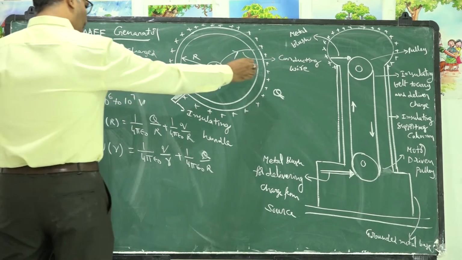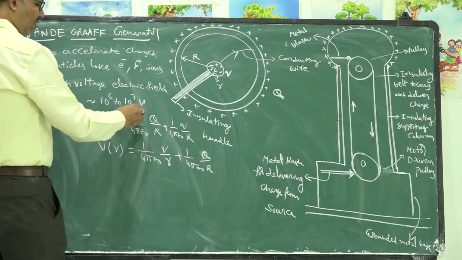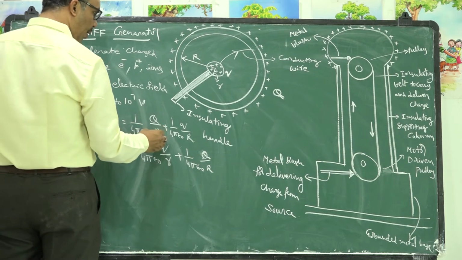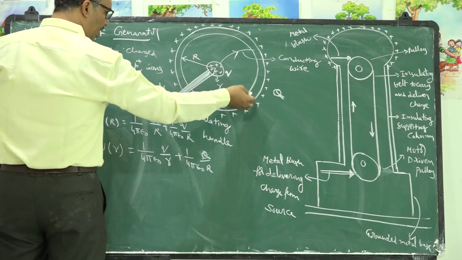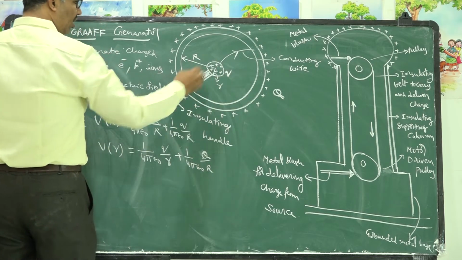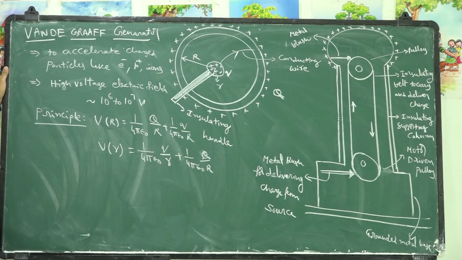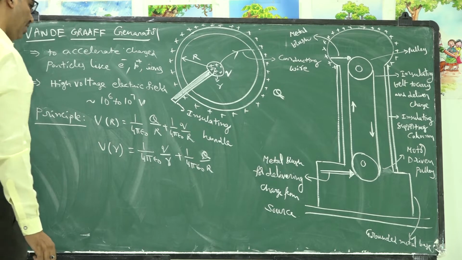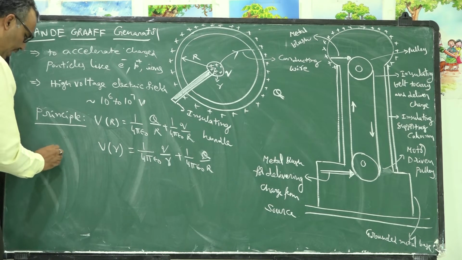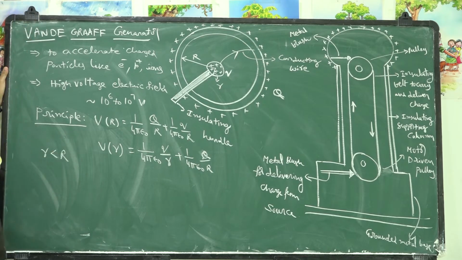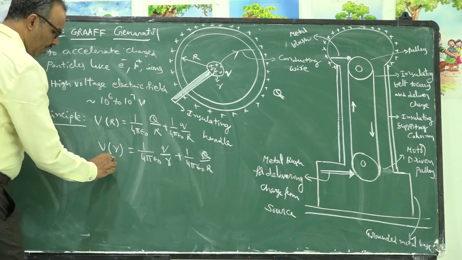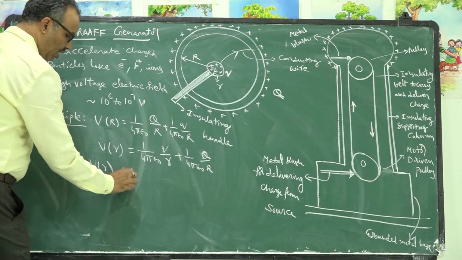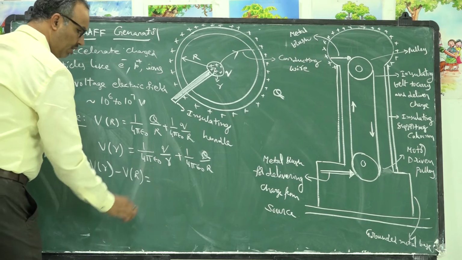The potential on the outer shell, that is V capital R, is given by 1 by 4 pi epsilon naught q by capital R because of its own charge, plus 1 by 4 pi epsilon naught q by capital R because of the charge available inside. If you observe clearly, as small r is less than capital R, obviously the potential on the smaller sphere minus the potential on the larger sphere, how does it become?